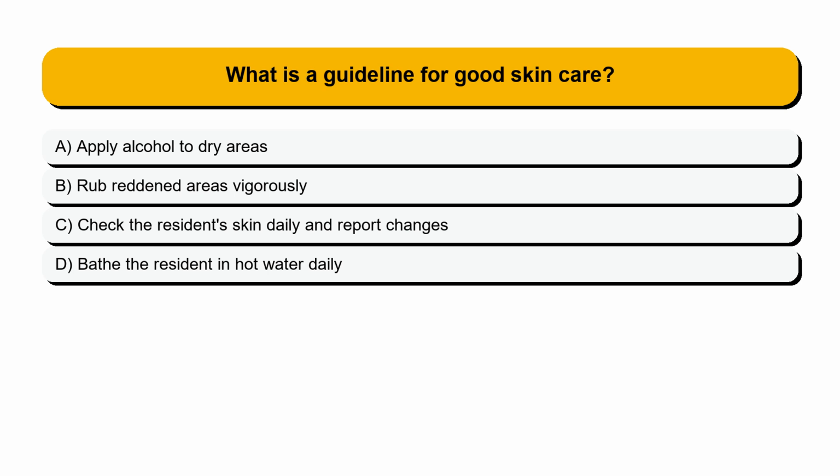Question 81. What is a guideline for good skin care? Option A, apply alcohol to dry areas. Option B, rub reddened areas vigorously. Option C, check the resident's skin daily and report changes. Option D, bathe the resident in hot water daily.